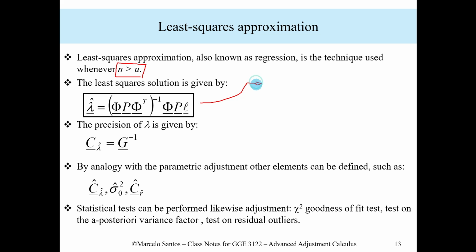Let me just make an analogy here, a comparison. Least squares approximation: lambda hat equals phi P phi transpose inverse phi P L. Does it remind you of something? Well, it should, because it is very similar to the least squares parametric adjustment.